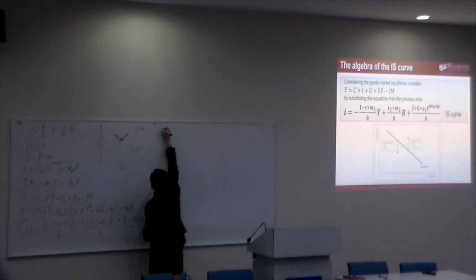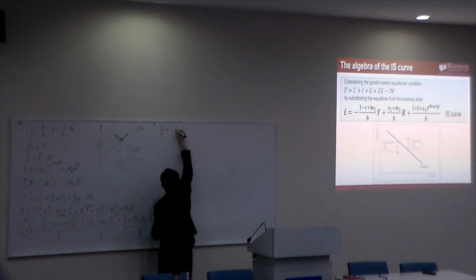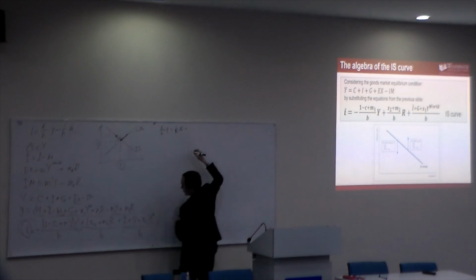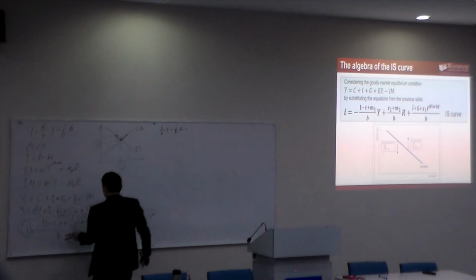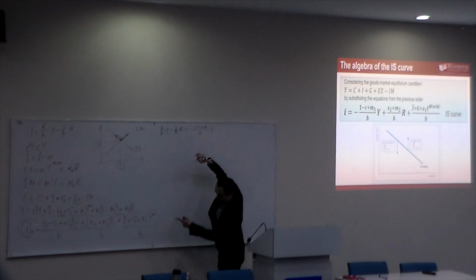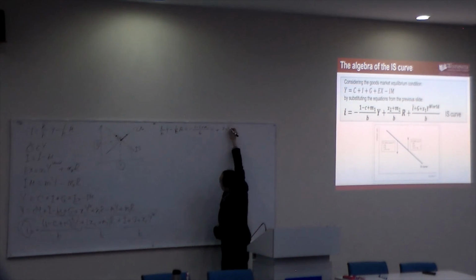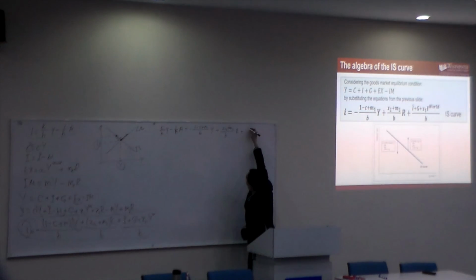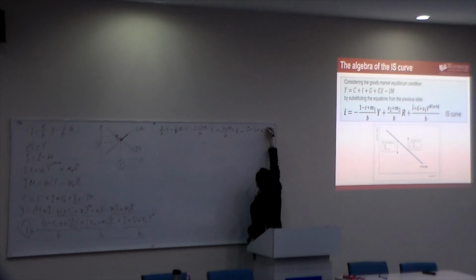So you can write it down: K over H times Y minus 1 over H, and that is equal to, let me write it down, minus 1 minus consumption plus M1 over B times Y, plus X2 plus M2 over B times R, plus autonomous investment plus government expenditure plus X1 times Y, world output, yes?